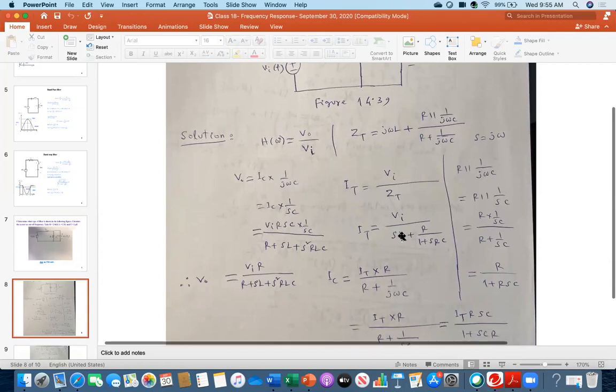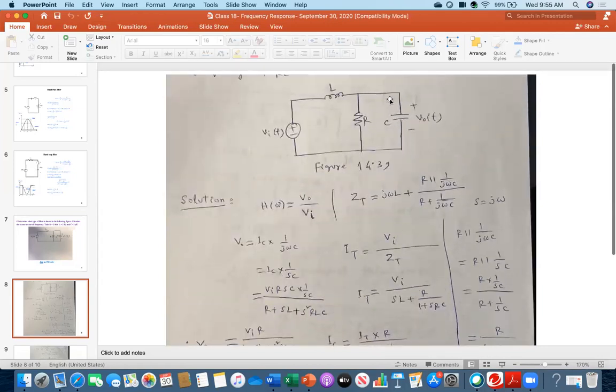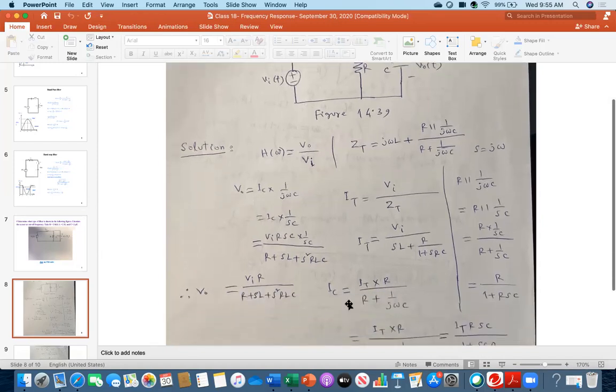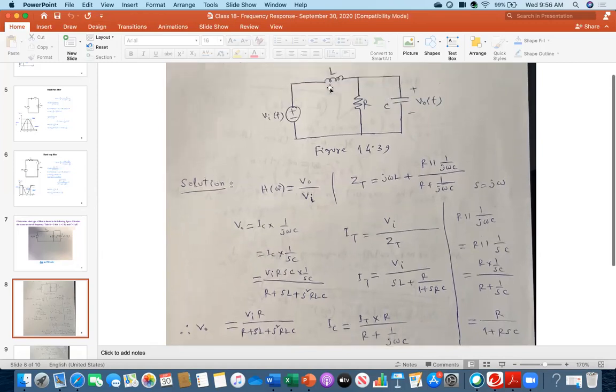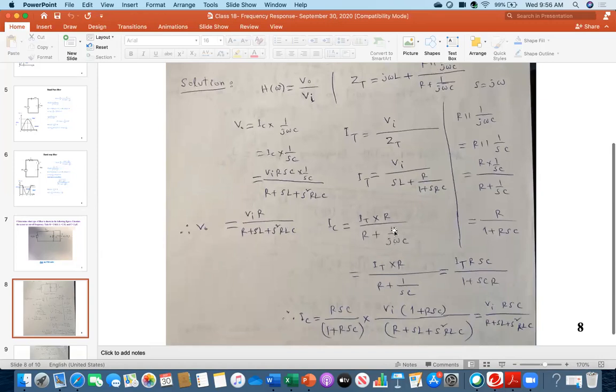And once I got the IT, my goal is to find out this current. You see that I have written here that V0 is IC, the current flowing through C, multiplied by 1 over SC or 1 over j omega C. So therefore I am applying that current divider rule here, IC. This means IC is the total current, IT, multiplied by R divided by R plus 1 over SC or 1 over j omega C. So I am applying the current divider rule here, and then I got this one. I expressed it in that format.